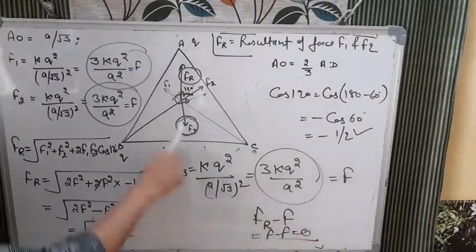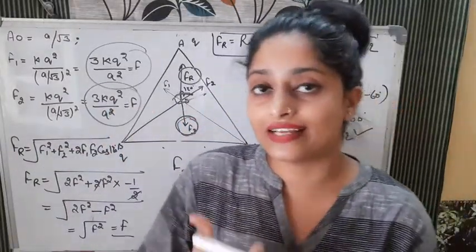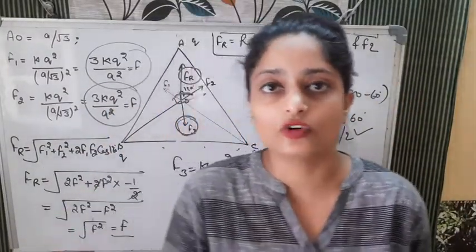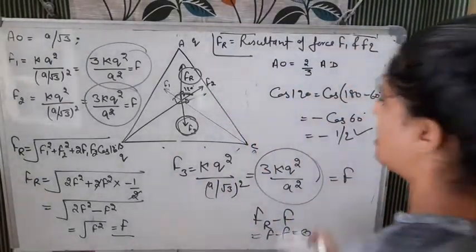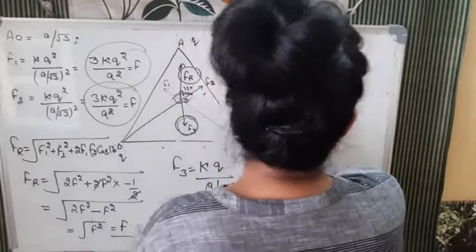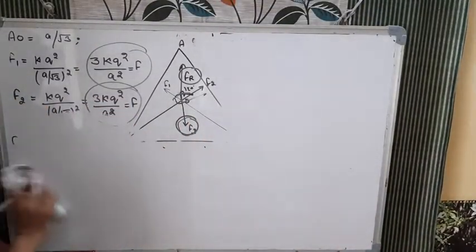So the answer will be 0. At the center of a regular polygon, if the charges are the same kind, the net force will be 0 always. Remember this. If in the same question I am finding the force at any of the vertices, what will be the result?